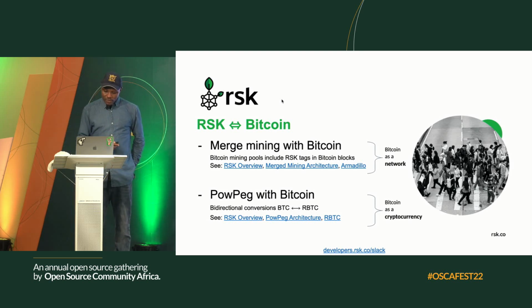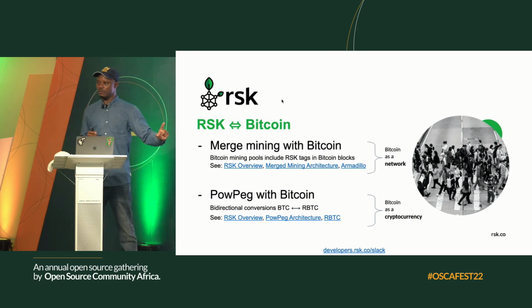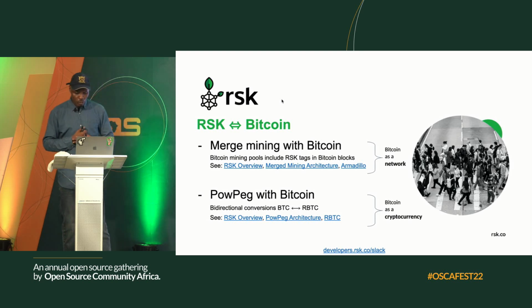So how is RSK different? We have blockchains out there. How is RSK different? What sets it apart? The answer, in short, is how RSK is interconnected with Bitcoin, both at the network level and at the cryptocurrency level. So let's look at RSK's connection to Bitcoin on the network level. I've explained this before. Bitcoin is a layer 1 blockchain and RSK is a layer 2 blockchain.